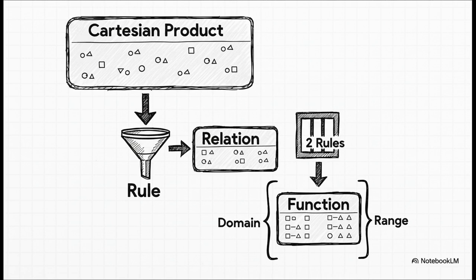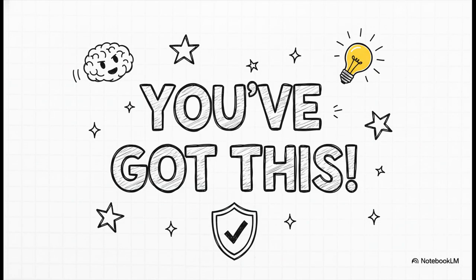Then we get a little picky. We apply a rule and choose some of those pairs, and that gives us a relation. And then we get really strict. We find a relation where every input is used and has only one output, and that's our function. And remember, the set of all the inputs, that's the domain. The set of all the outputs you actually get, that's the range. And there you have it. The whole chapter done. See, what did I tell you? It's really simple when you break it down.